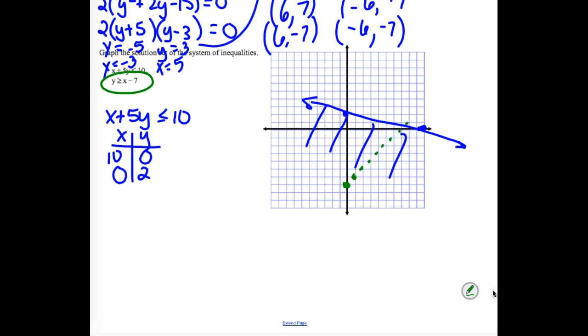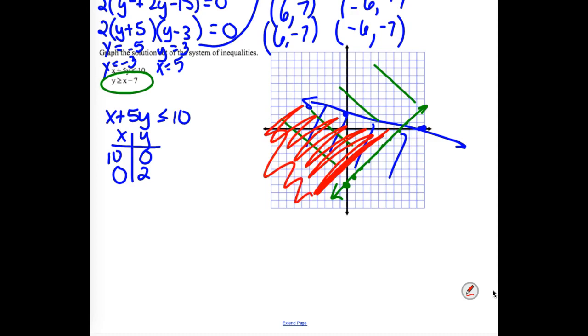Okay. Solid or dotted line? Solid. Does the origin work? Yes? So I'm shading towards the origin. So the overlapping section would be all of this stuff. Okay? And it would include the solid lines that border that. Okay? Any points on those parts of the lines would also work.